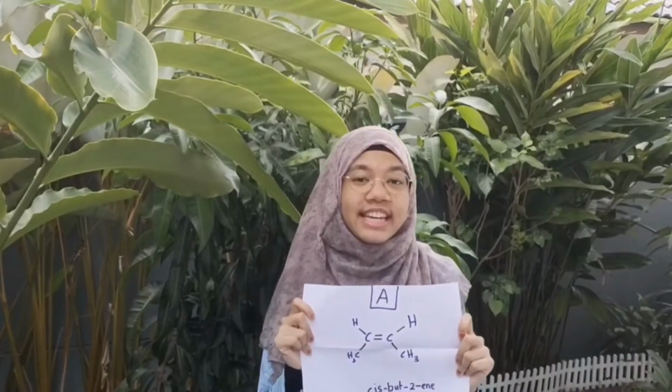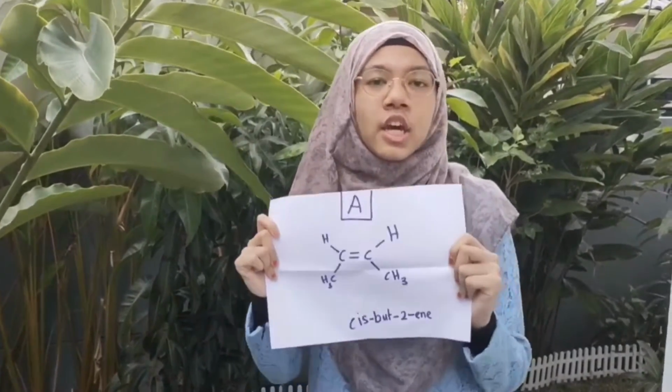Yes, compound A is cis-but-2-ene. Now, how do I know that cis-but-2-ene is compound A? Well, it is stated that compound A is polar. Hence, cis-but-2-ene is polar. Why? Because cis-but-2-ene has two methyl groups on the same side of the double bond. Hence, a dipole moment exists in this compound rather than in trans-but-2-ene. So that's why I know that cis-but-2-ene is compound A.